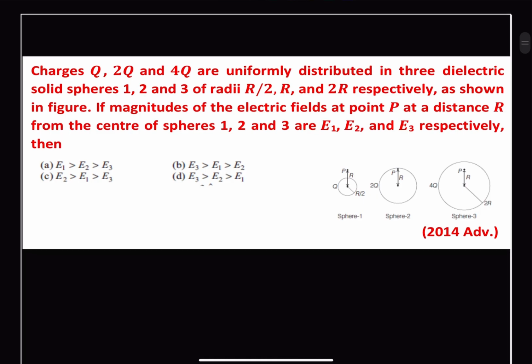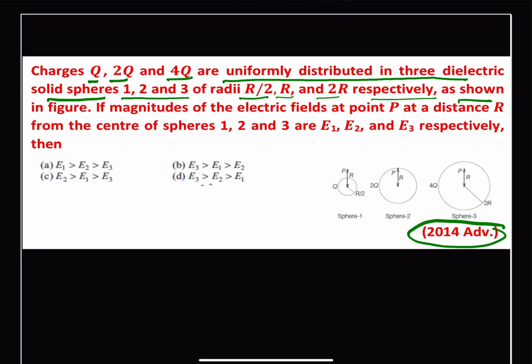It was asked in the 2014 advanced, and it states that charges Q, 2Q, 4Q are uniformly distributed in 3 identical dielectric solid spheres 1, 2 and 3 of radii r by 2, r and 2r respectively, as shown in the figure. If the magnitudes of electric fields at point P at a distance r from the center of spheres 1, 2 and 3 are E1, E2 and E3 respectively, then we have to find out the order of the strength of their electric fields, increasing, decreasing, whatever order it might be.